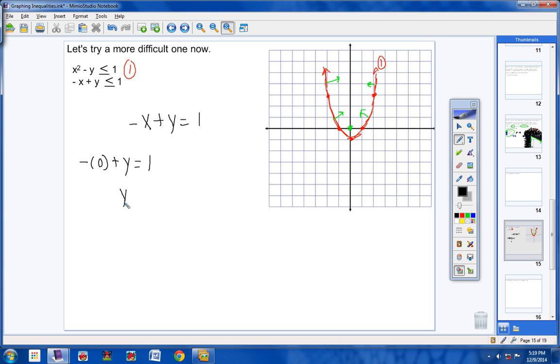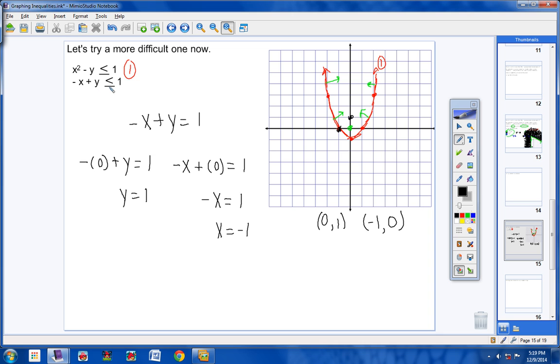Negative 0 plus y is just y. y equals 1. So when I put 0 in for x, I get out a 1. Now let's put 0 in for y. So negative x plus 0 equals 1, okay? Negative x plus 0 is negative x. If negative x equals 1, then x equals negative 1. So when I put a 0 in for y, I got out negative 1 for x. So there's my two ordered pairs: 0, 1 and negative 1, 0.